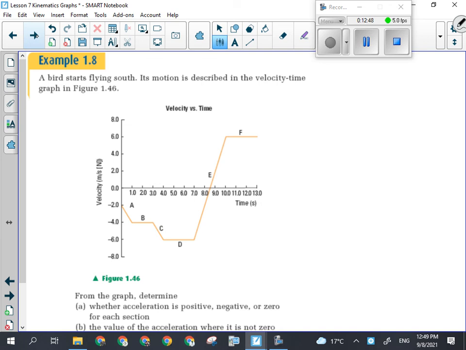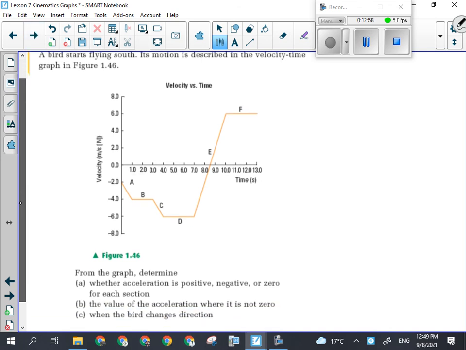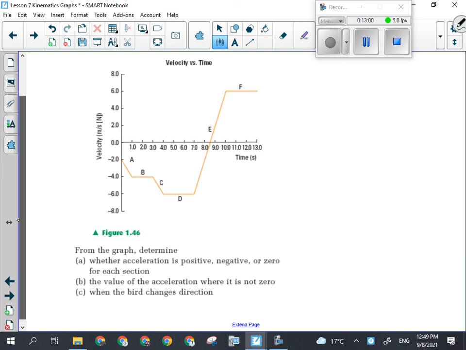So in the situation they tell us here, a bird starts flying south. Its motion is described in the velocity time graph in figure 1.6. So that's this graph here. So this is a graph of a bird, and it's its velocity versus time graph. So I want you guys to do those 3 questions, A, B, and C.